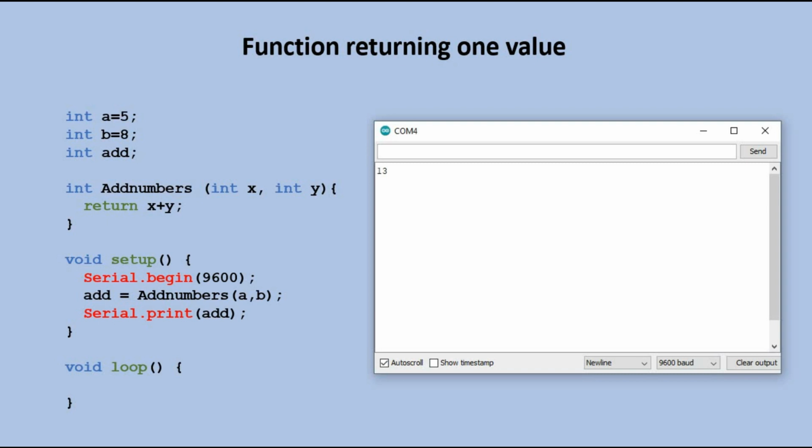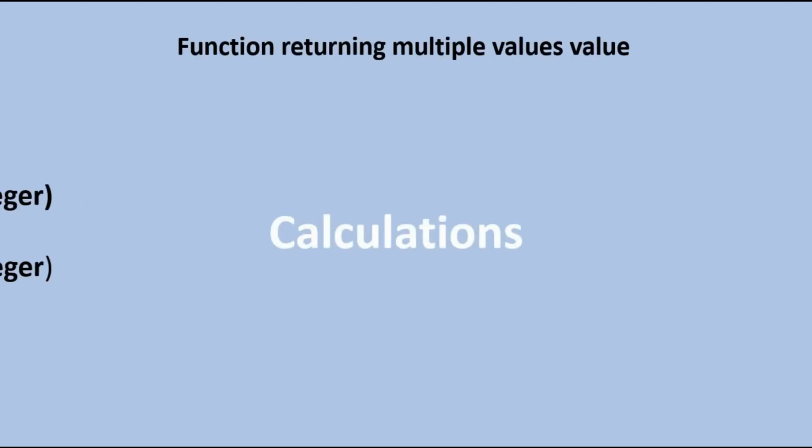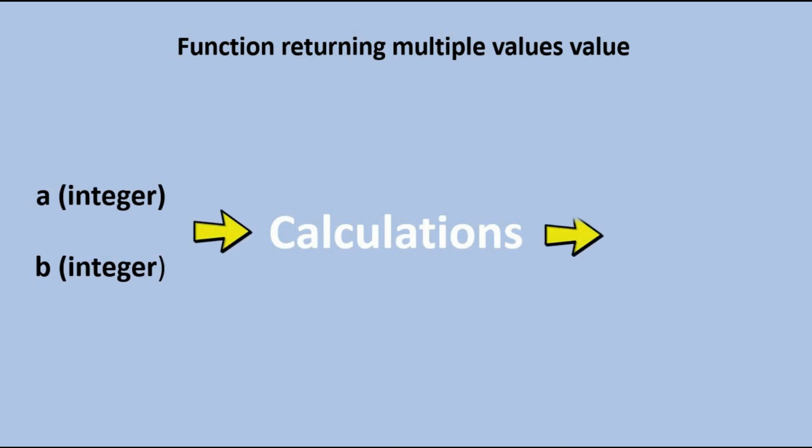So what do we do if we desperately need them? To demonstrate how we can do this, let's write another function called calculations that will have the same two integers as an input but will return two values, the sum of them and the multiplication of them.